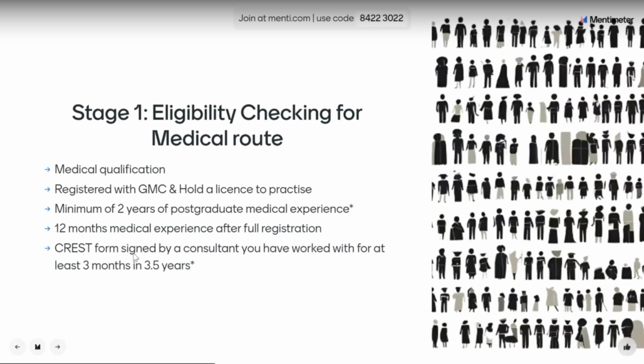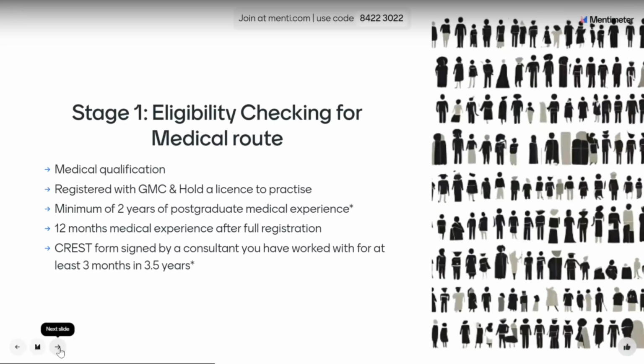And this needs to be signed by a consultant that you have worked with for at least 3 consecutive months in the last 3.5 years. Again, that's asterisk because it's 3.5 years by August 2025. So whatever form you're putting in, it needs to be signed by a consultant you have worked with between February 2022 and August 2025 for at least 3 months, and the person is able to say this person has the competencies of a foundation doctor or higher.